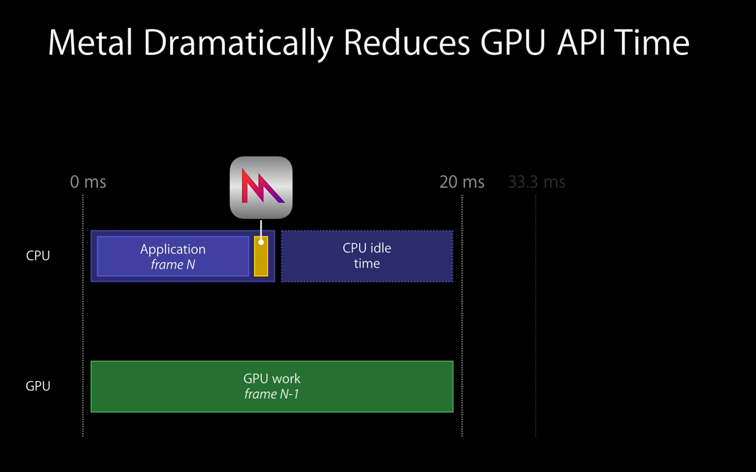And Metal dramatically reduces this time down to a bare minimum. Now, in this example, we've actually freed up additional CPU time. Now that's the CPU that's idle, and our frame time has become limited by the GPU, and we're actually beating our 30 frames per second target. So if that was your goal, you can now render faster than 30 frames per second. But you have another option.